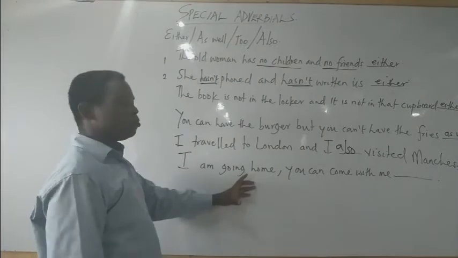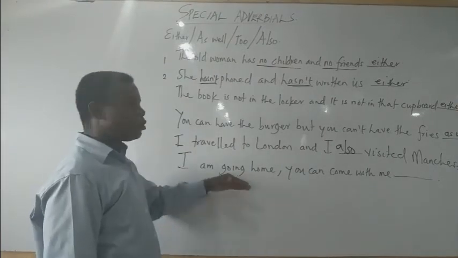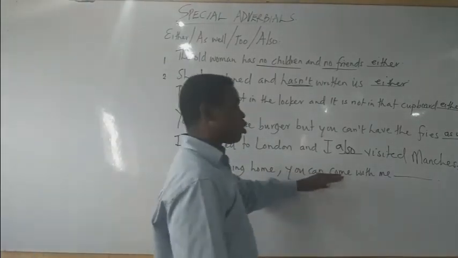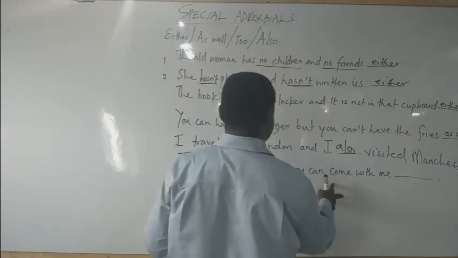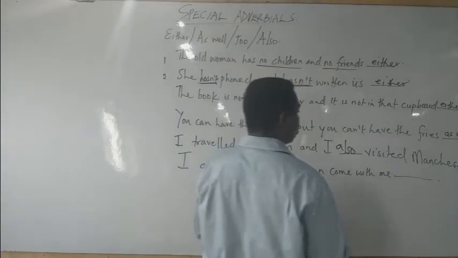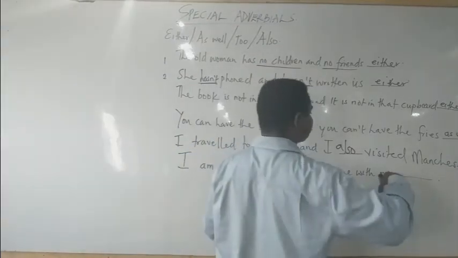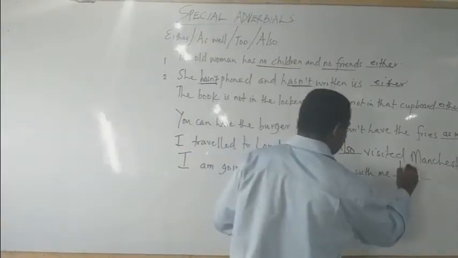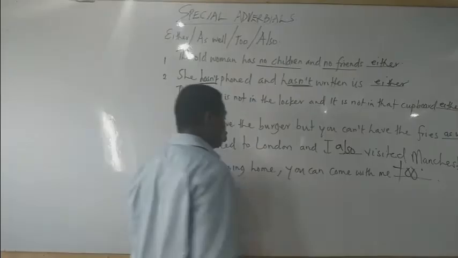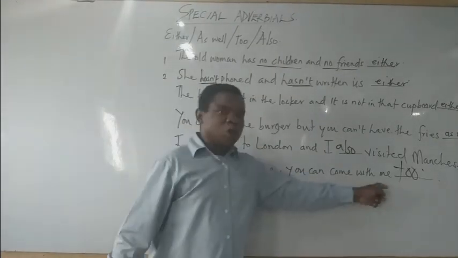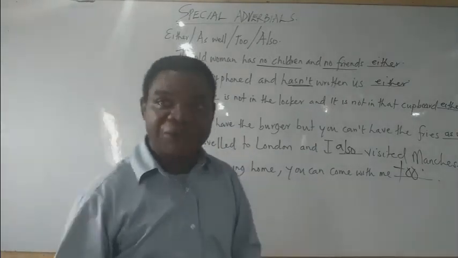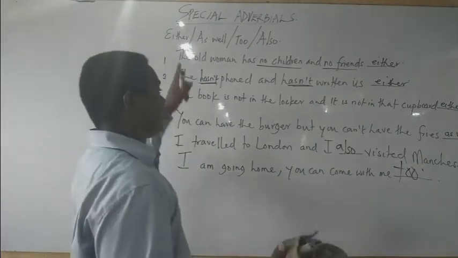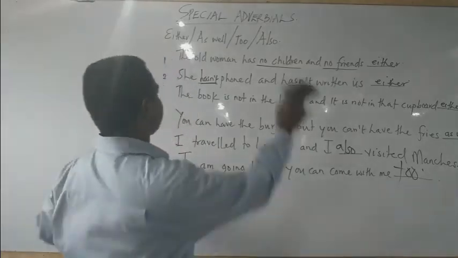Look at the last one. I am going home. That's positive. You can come with me. That's another positive. When you have two clauses that are positive, too or as well can function in that instance. Take note. So here I'll put too. I am going home, you can come with me too or as well. That's the first instance of special adverbials.